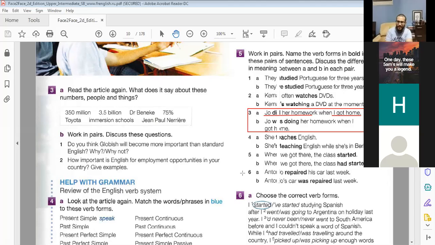Okay, she did her homework by the time I got home. So I got home first. Okay. Then she did her homework. Let's see who agrees with you. Who thinks that getting home is the first action and doing homework is the second? Hajar, what do you think? What's your opinion on this? Hajar, number 3. Yeah, I agree with her. She got home, then he did his homework. Okay. Karma?